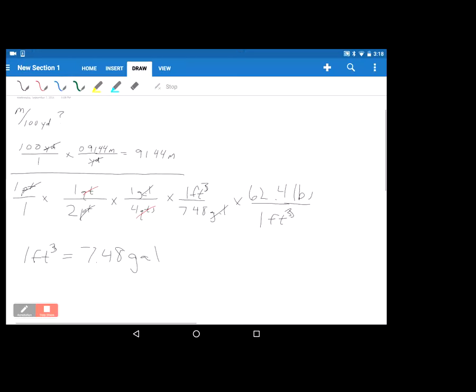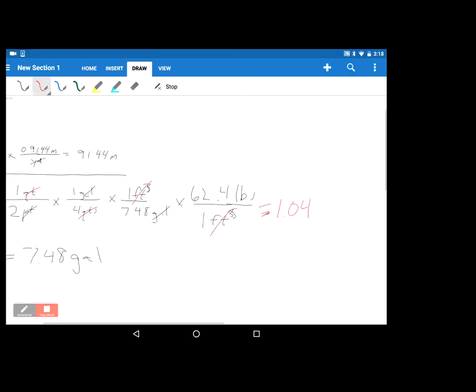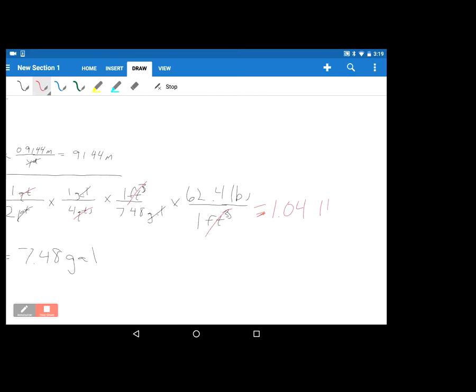All right, so now these cubic feet cancel with those cubic feet. So the only units we have left are the pounds. We multiply all that out, and I'm going to go ahead and cheat just to speed things up. Looks like 1.04 pounds.